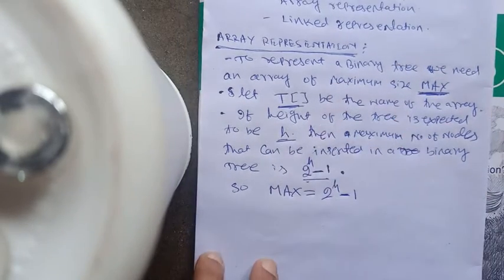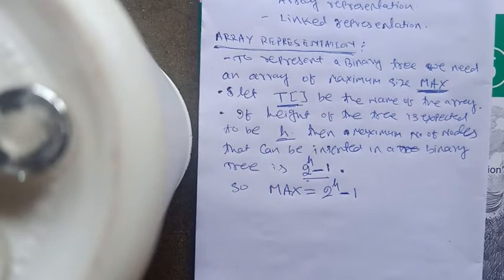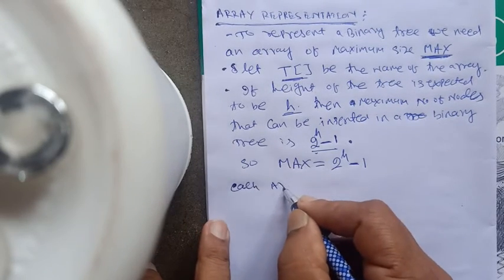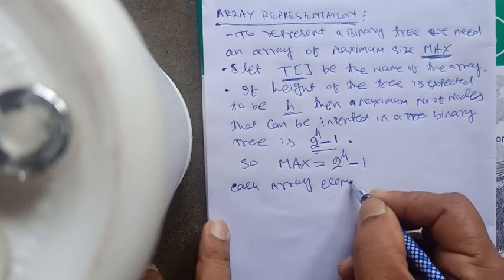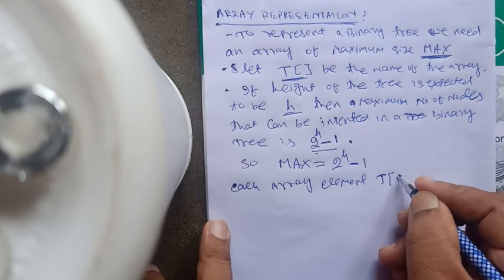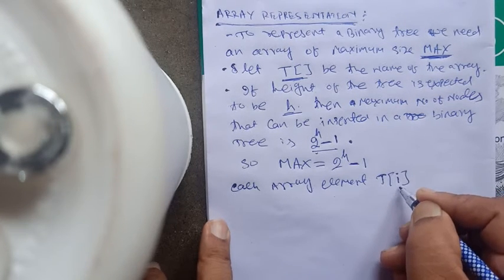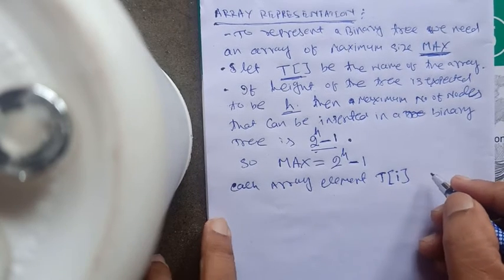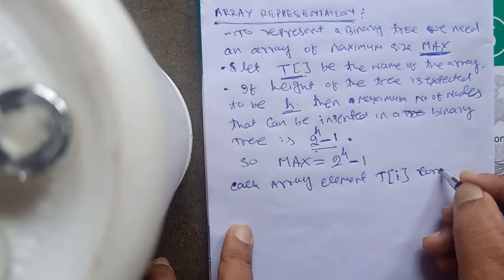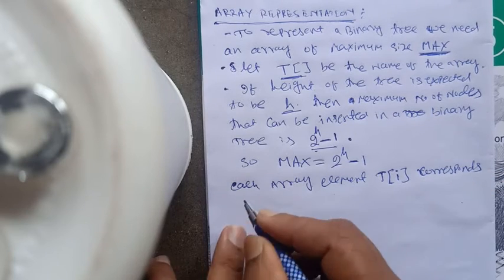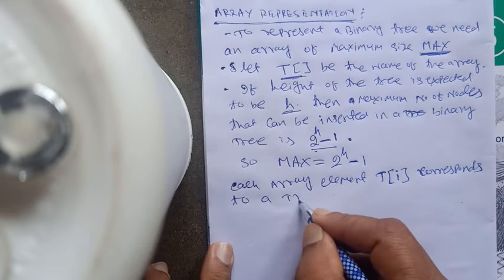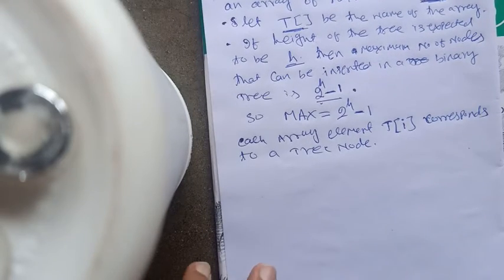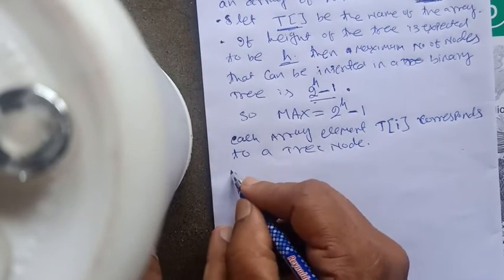Now once the array is created, then we can start inserting data values. Each array element t of I, where I is an index, represents the ith element of the array, and each array element t of I corresponds to a tree node. Clear?